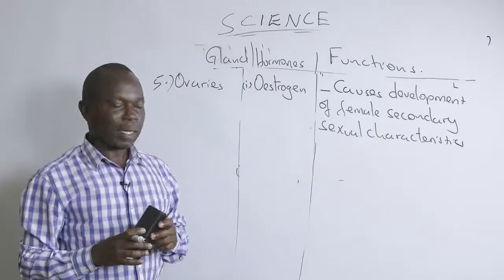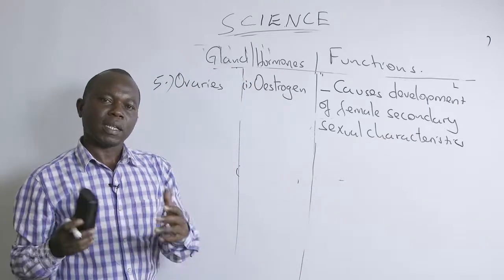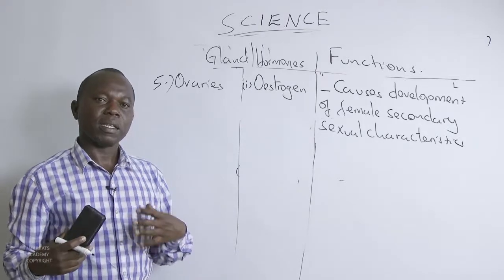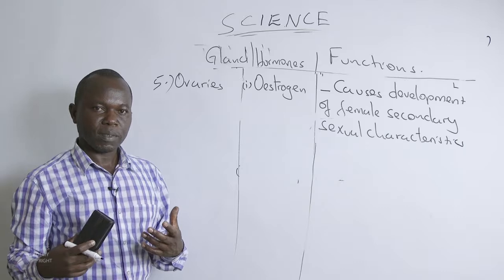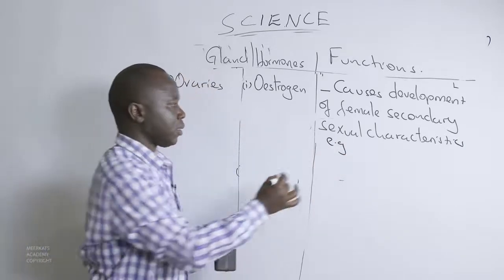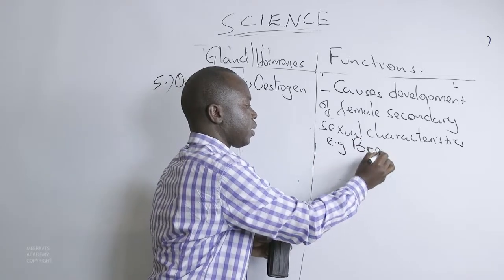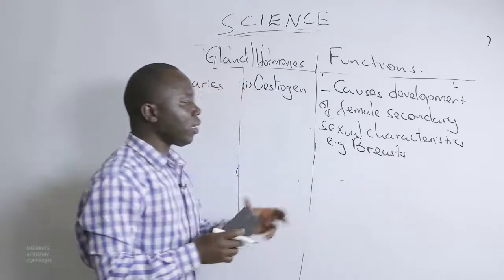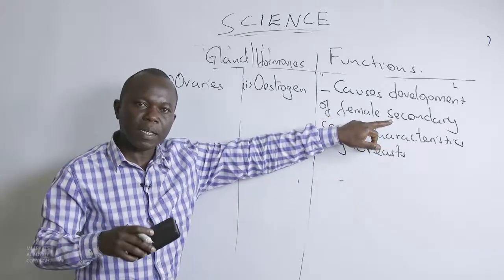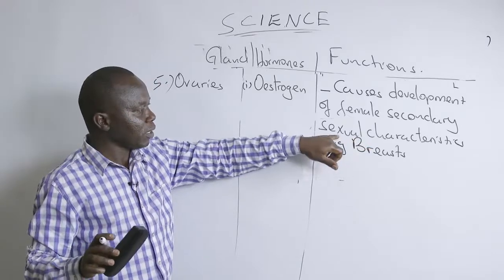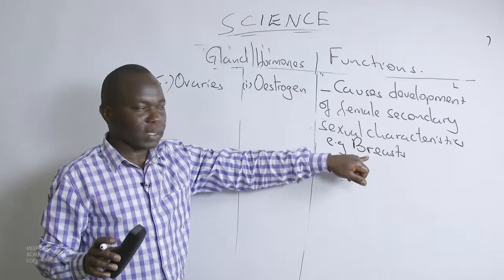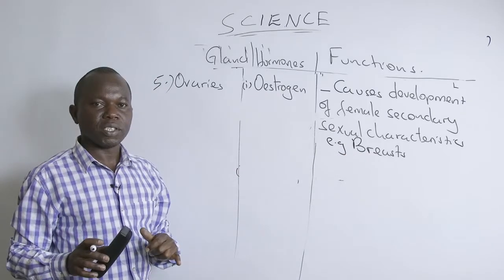So when a baby girl is born, some of the features that appear in an adult female will not appear in a baby girl. For instance, breasts. Breasts usually develop at puberty. Development of breasts only comes at puberty and is a secondary characteristic. Primary, we know all the features. So secondary sexual characteristic, an example is development of breasts, is under the influence of estrogen.